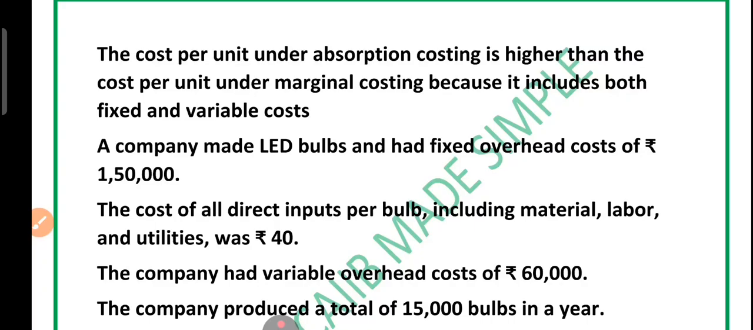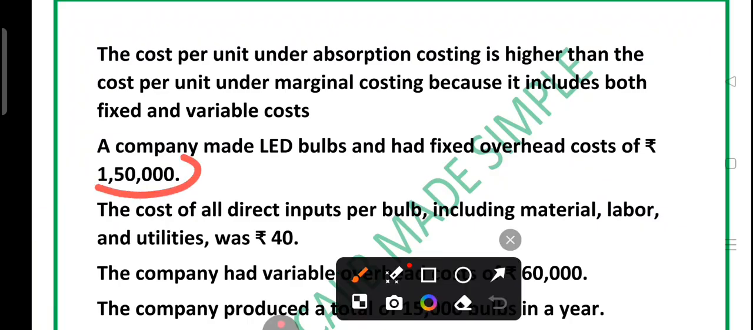Now one example is given to help you understand. Let's make this crystal clear with an example. Suppose there is a company that makes LED bulbs. They have a fixed overhead cost of 1,50,000. Every bulb they produce requires direct cost like material, labor, and utilities. It costs 40 rupees per unit. On top of that, they also have a variable overhead cost of 60,000 rupees.